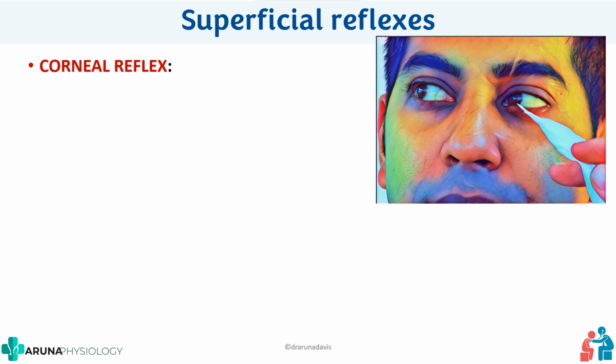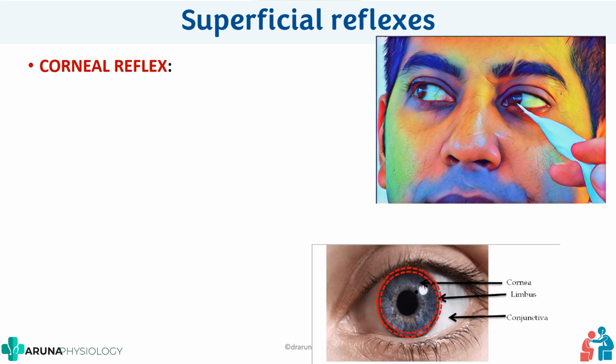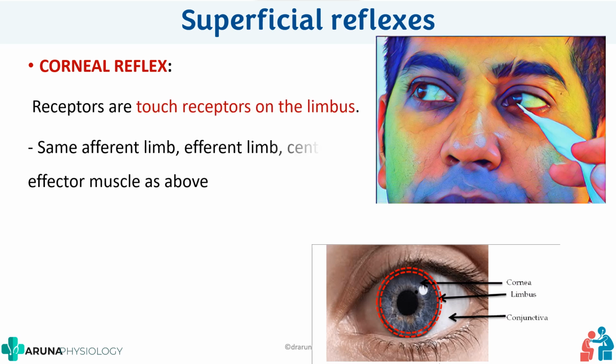The reflex pathway is also similar. The receptors are the touch receptors on the limbus. The afferent, efferent, center and effector muscle are all the same as that of the conjunctival reflex.